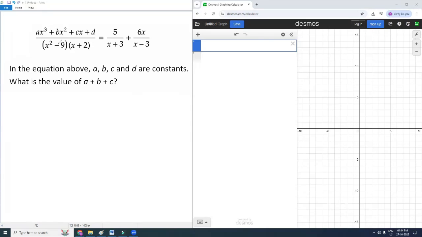Here we have a SAT math problem. Okay, let's go to the question. We have an equation. In the equation above, a, b, c, and d are constants. What is the value of a + b + c? We can use Desmos to solve this problem.